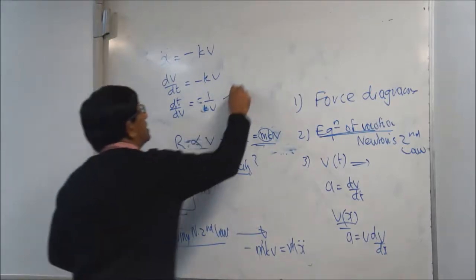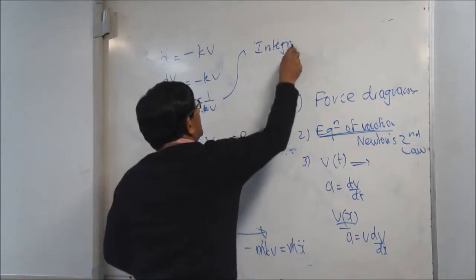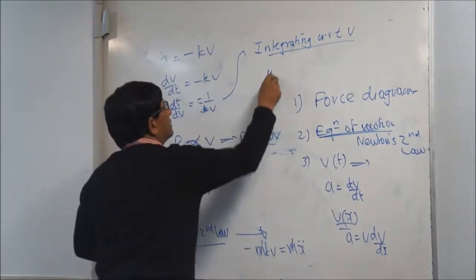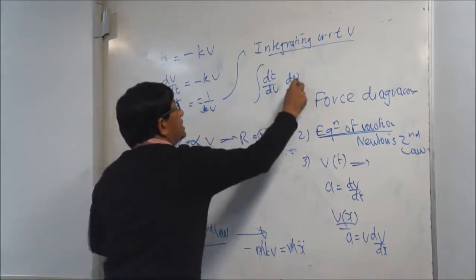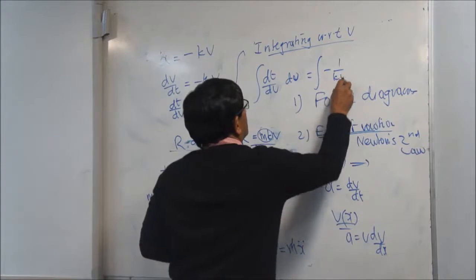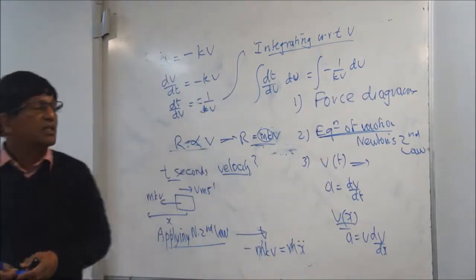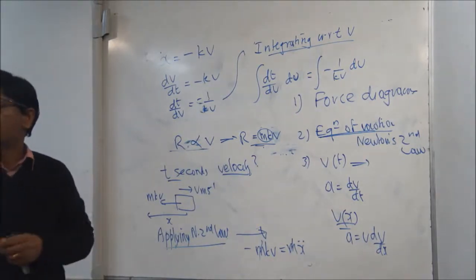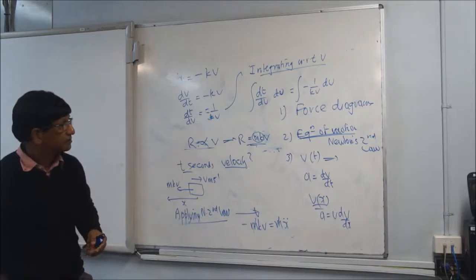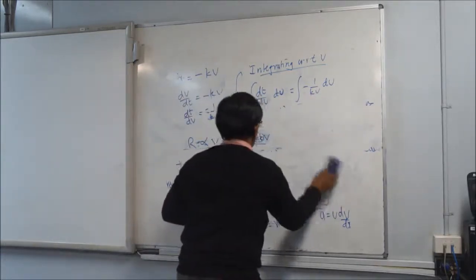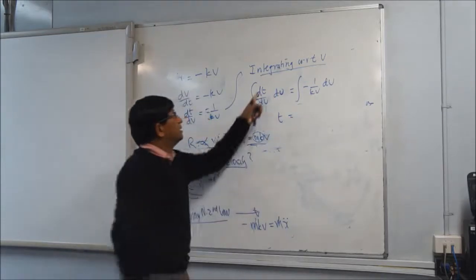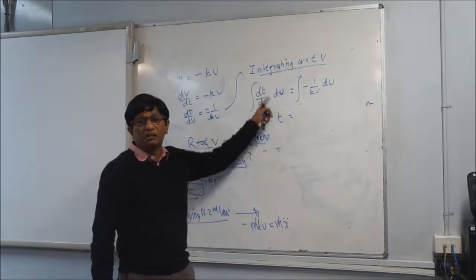If you integrate, you need to say integrating with respect to v. So it's important for you to say what you are integrating with respect to, because sometimes we'll integrate with respect to time, sometimes with respect to v. If you integrate, you're going to get t, because you're differentiating and then integrating, you go back to square one, which is t.